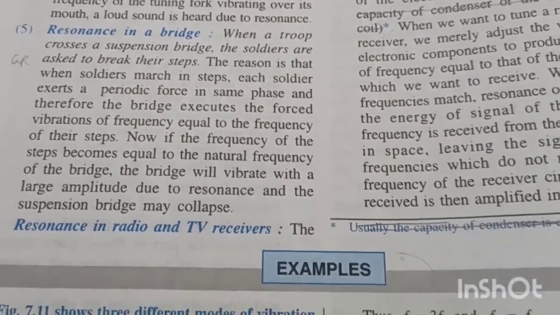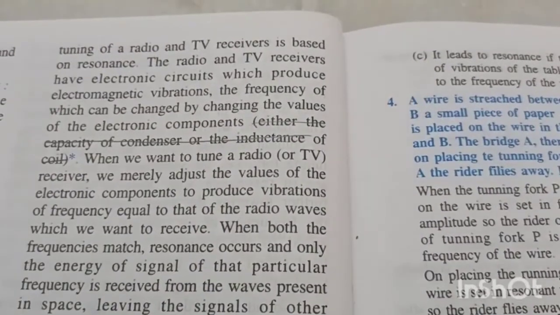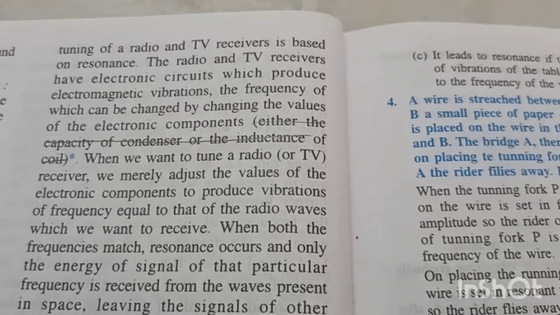Then in radio and TV receivers, have you ever wondered that when you change a channel on radio, when you go from 93.1 megahertz to 98.1 megahertz, how does the channel change? What is the mechanism behind it? Even in a TV, when we switch the channel from one to another, how does it pick up the radio waves of some other show automatically?